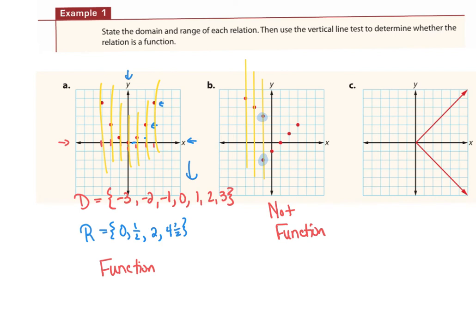Not a function. It's a relation. You still have a relation. You have 2 sets, x and y's, but you do not have a function here, okay? You don't have a function. Look at this last one. Do I have a function? Yes or no? No, I don't, and you can see it immediately. I do not have a function. It's a relation, but it is not a function.